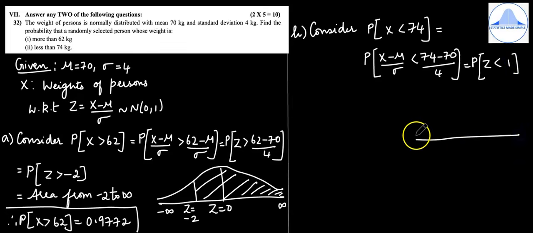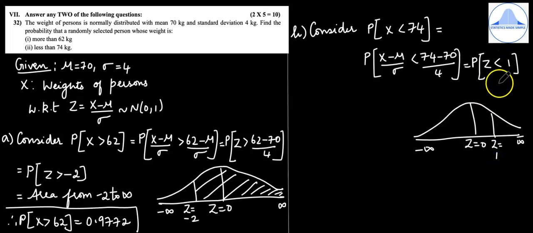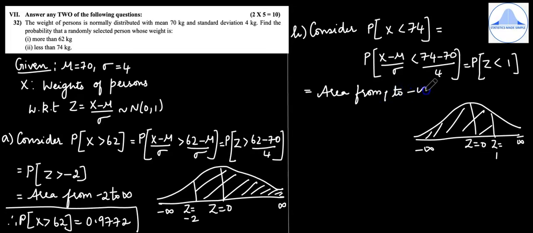Next, draw the standard normal curve. So this is z equal to 0, then minus infinity and infinity. Then now look at the value here. It is 1, it is positive. So mark it on the right tail, z is equal to 1. Then look at the sign, it is less than. So it means you have to shade to the left side of 1. So from 1 till minus infinity you have to shade. Now write it in words. So this is equal to area from 1 to minus infinity.